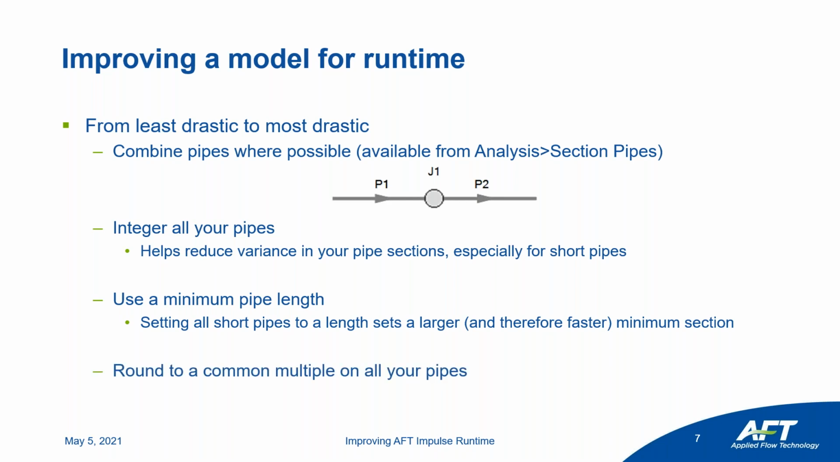Finally, you can round to a common multiple on all of your pipes. This is very similar to integering all of your pipes, where you're really rounding to 1, but you can take that even further. You can round to the nearest 5 meters, the nearest 10 meters. So if, for example, in our system, we'll be rounding to the nearest 10 foot, that'll make every pipe in your system have neat, uniform sections, all based on that smallest pipe. And that'll help improve your calculations because, one, it'll reduce the variance as well. And hopefully the increased loss that you're creating in your system is pretty negligible compared to the overall losses of your system.